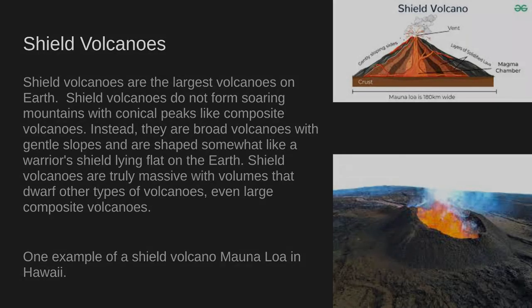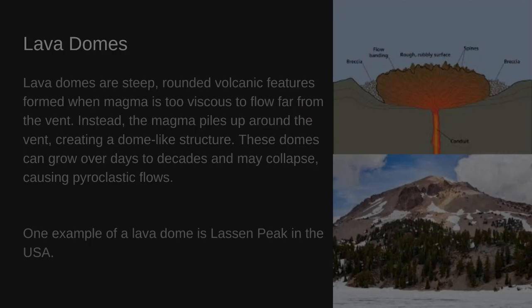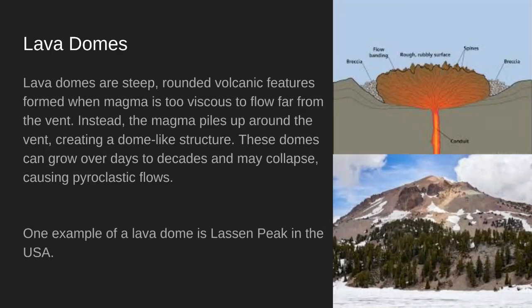Finally, we have lava domes. Lava domes are steep, rounded volcanic features formed when magma is too viscous to flow far from the vent. Instead, the magma piles up around the vent, creating a dome-like structure. These domes can grow over days to decades and may collapse, causing pyroclastic flows. One example of a lava dome is Lassen Park in the United States of America.